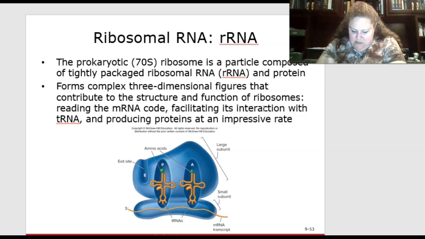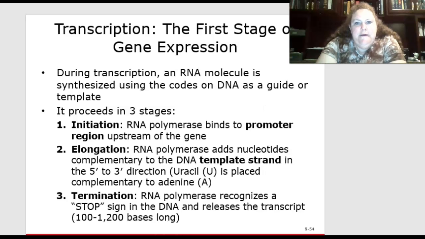So a ribosome serves as a stage for protein synthesis, and the assembly of the small and large subunits results in specific sites for placement of the mRNA, which would be the small subunit, and the 2 tRNAs with their amino acids, which would be in the P and the A sites.